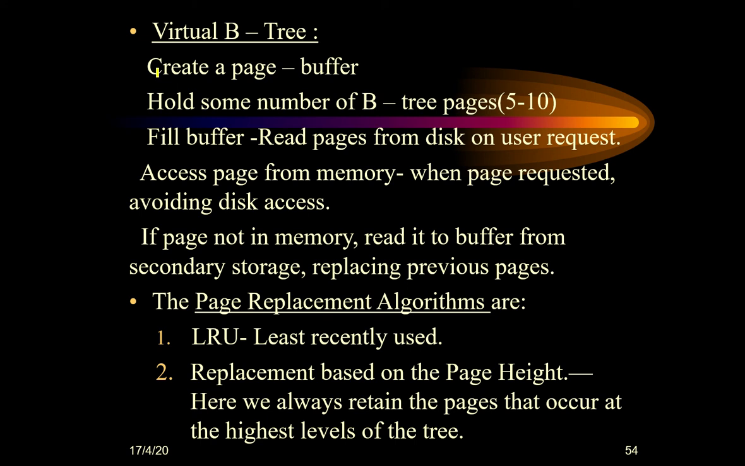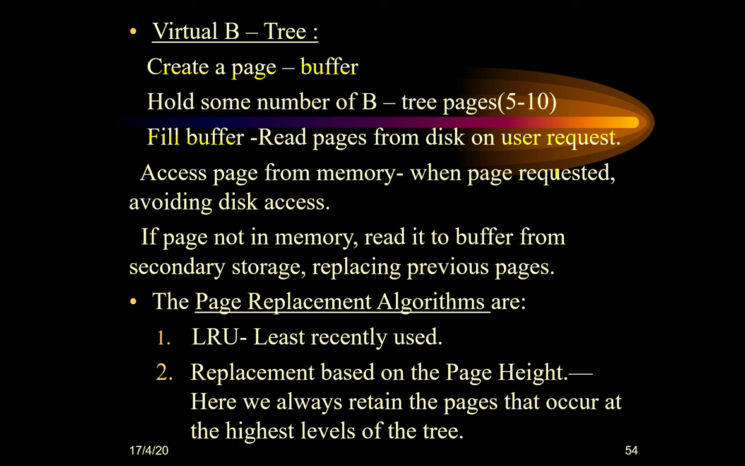For the first step, we create a page in the buffer. After that, we hold some number of pages inside this buffer. Before loading or using the B-tree, we create a buffer which is ready to hold a page. Then we store a limit of 5 to 10 pages inside that buffer, ready for usage. And after that, how is the buffer filled? Normally it is filled whenever a request comes from the user.